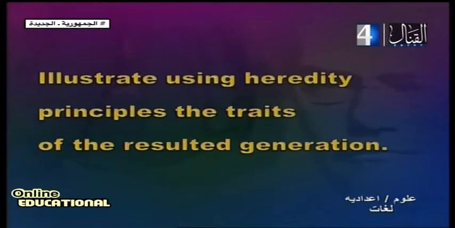If a mating occurs between a hybrid, capital R small r, and a pure recessive trait, what will happen? Illustrate using the heredity principle the traits of the resulting generation: capital R small r as a hybrid, not pure, red flower, with a pure white flower.